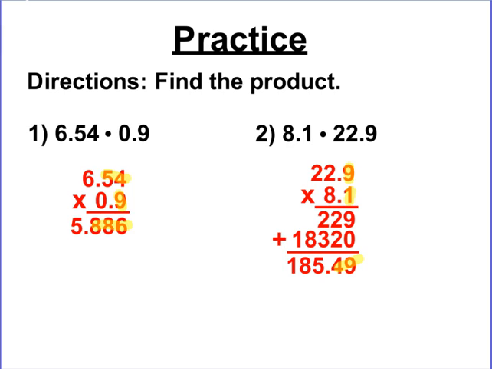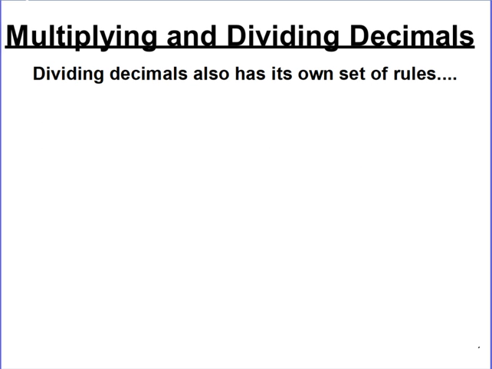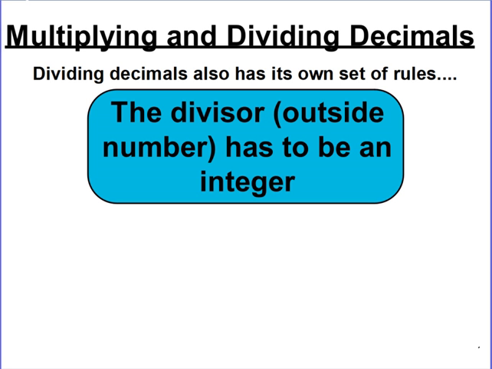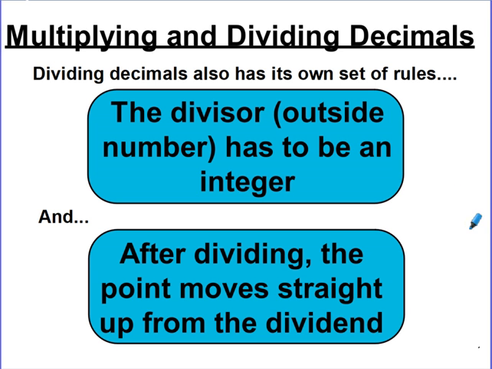Okay, let's move on. So now, dividing decimals. Dividing decimals has its own set of rules also. And here is the first important rule. The divisor, which is outside of the division box, cannot have a decimal point. It has to be an integer. So we have to modify our problem slightly to make that number a whole number or an integer without a decimal point.